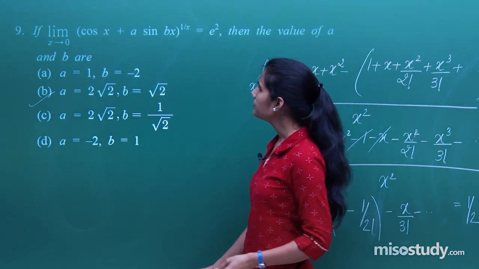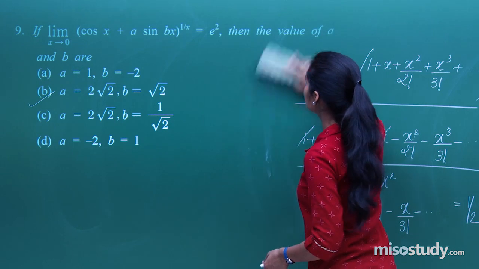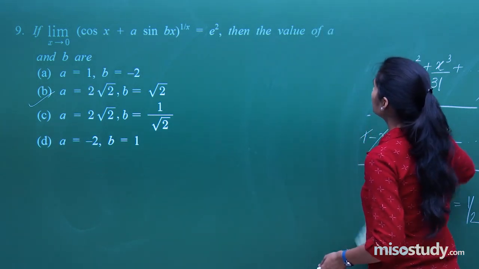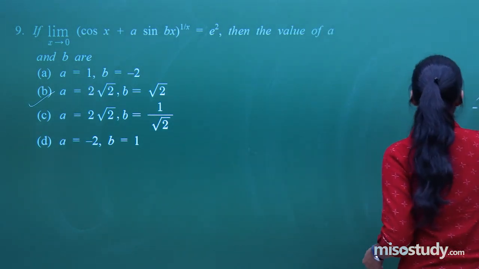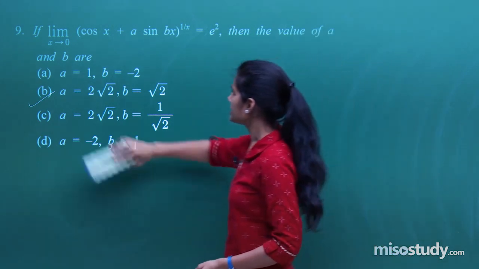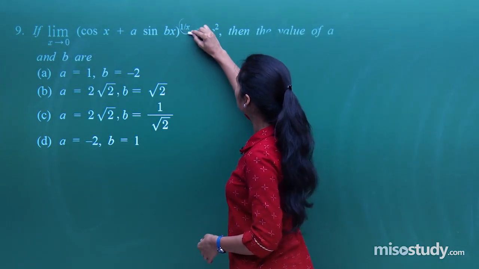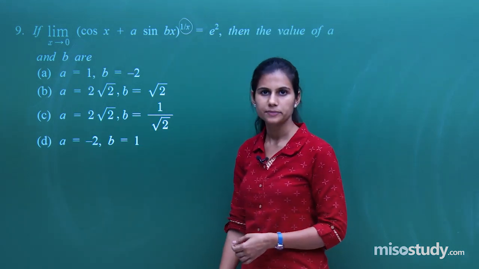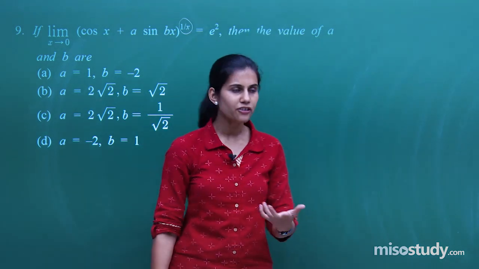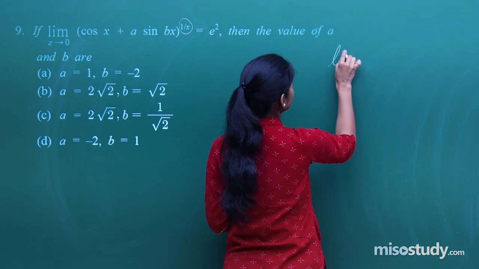Next we have, if limit x tends to 0 of this expression is e square, what is the value of a and b? Okay, let's see. Now over here again you can see there is this 1 by x in the power, right? Somehow again reminding me of the same result. Let me write it again.